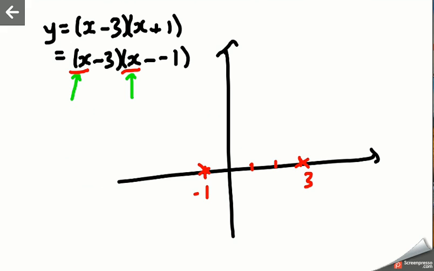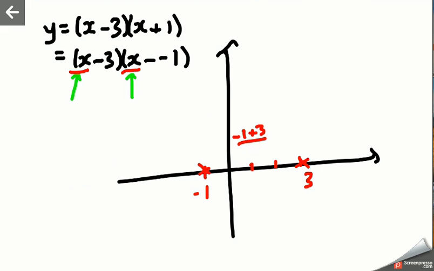Last but not least, we know that parabolas are symmetric. There's a line of symmetry right down the middle. Well, the point that's in the middle of negative 1 and 3 is actually 1. We can work this out by noting that the middle point is going to be the average, or the mean, of the two numbers. So that's going to be negative 1 plus 3, divided by 2, and that's equal to 1.